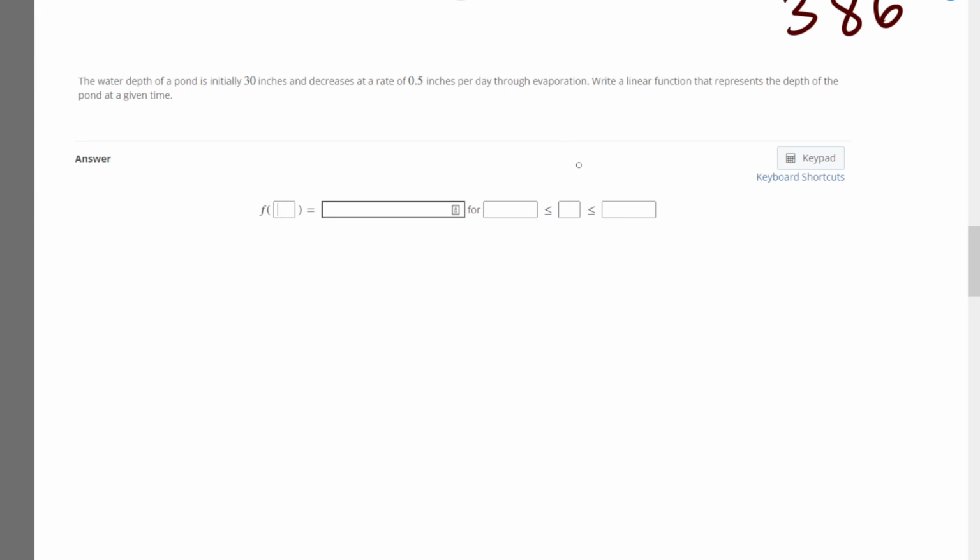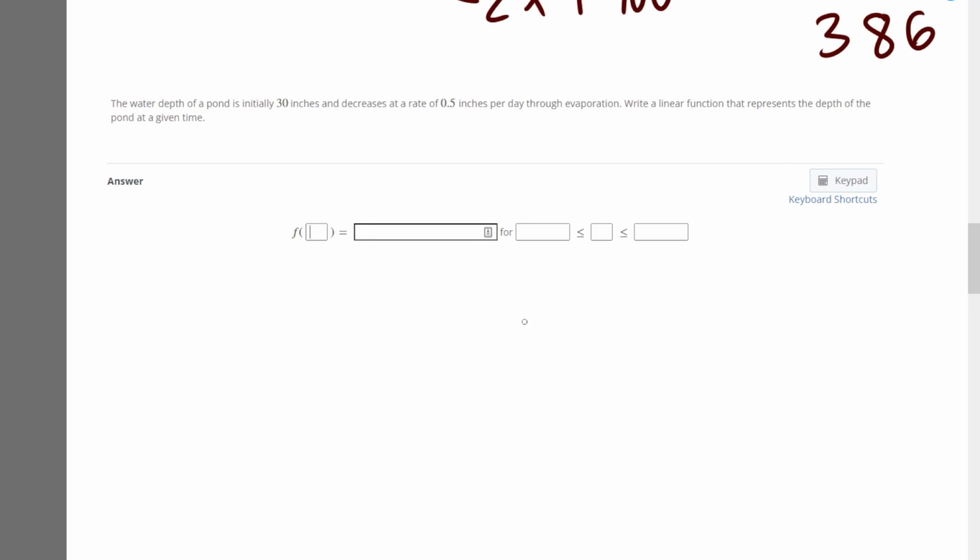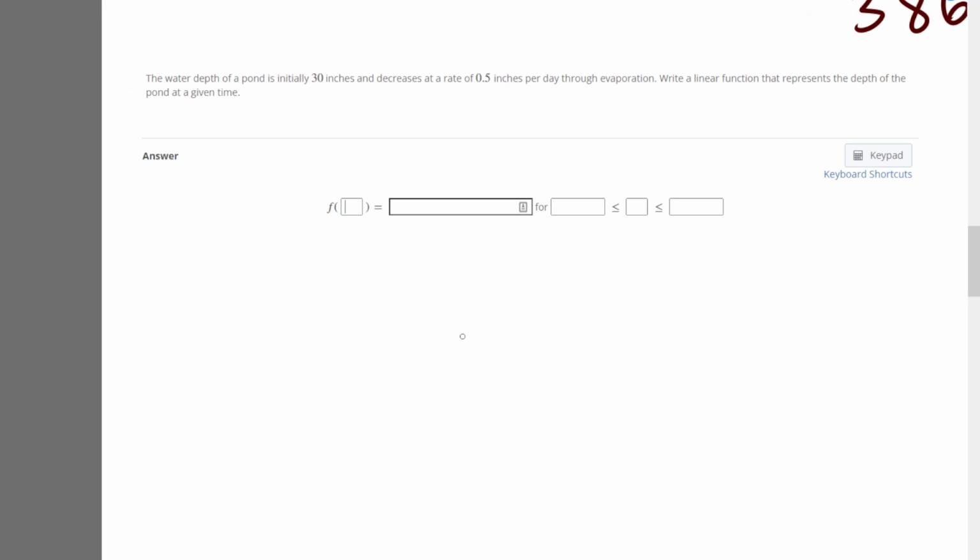The next problem is telling us that the water of a pond is initially 30 inches and decreases at a rate of 0.5 inches per day through evaporation. We want to write a linear function. So f of x, f is a function of x, is equal to 0.5x because it's per day, plus 30 because it starts at 30. And we're decreasing, right? So we're going to be negative 0.5x. We'll put x in the middle, and we need the domain.